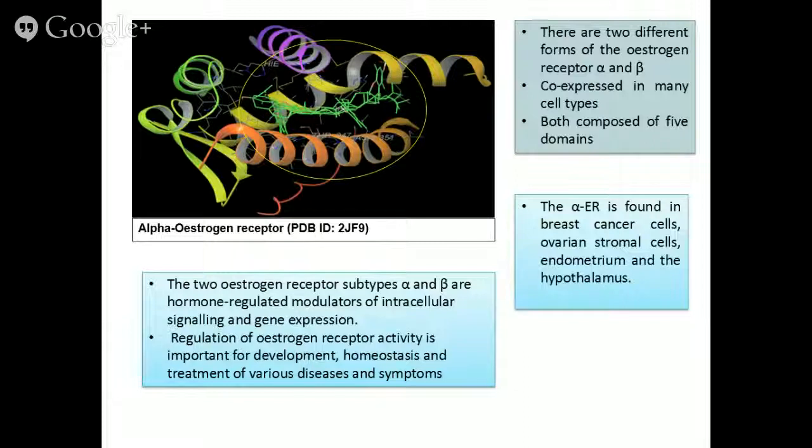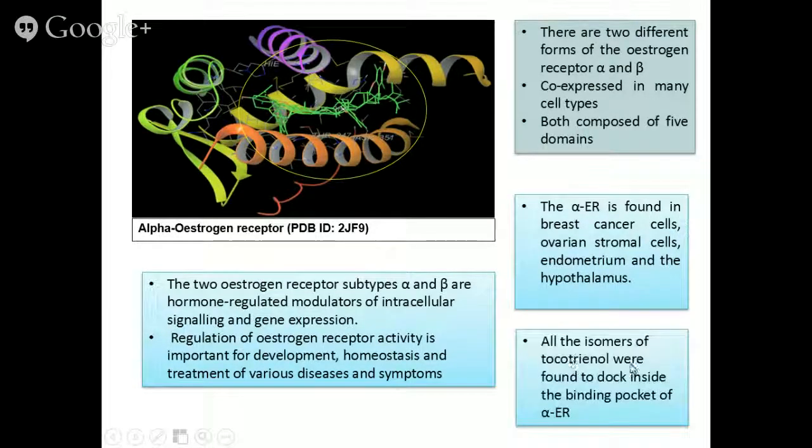It has been found in abundant amounts in the breast cancer cells, and as shown here, the tocotrienol is still bound to the same pocket where the tamoxifen has been taken from, and they are superimposing on each other.